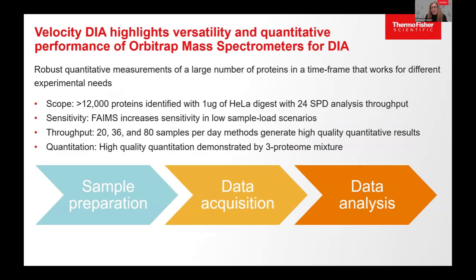And with that, I just want to say that we are getting close to full proteome coverage using this DIA method with 1 microgram, at a throughput and scale that was not possible before. And the FAIMS provides sensitivity, and the throughput of 20, 36, and 80 samples per day was not possible before. You not only get good depth with DIA, but you also get quantification accuracy.